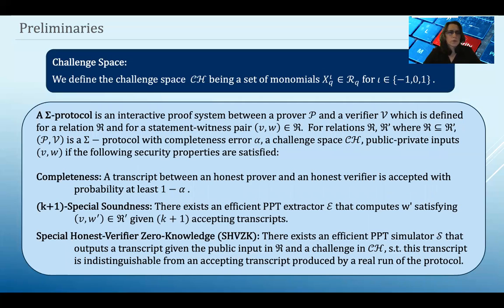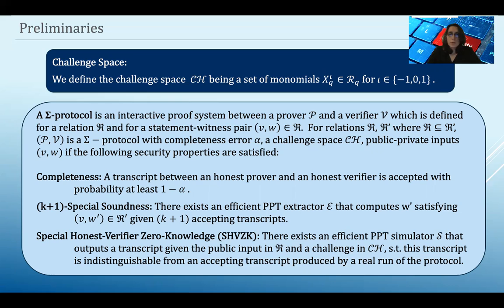So we are constructing a zero-knowledge argument. Therefore, it's important to recall the Sigma protocol. The Sigma protocol is an interactive proof between prover and verifier, which is defined for a relation R and a statement-witness pair V and W. And for two relations R and their corresponding relaxed relation R prime, where R is a subset of R prime, the proof system is a Sigma protocol with completeness error alpha and the challenge space.